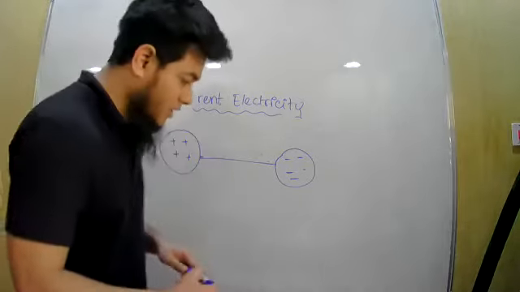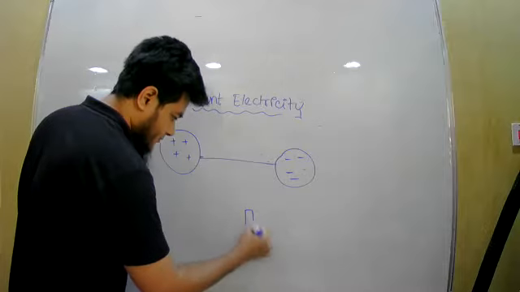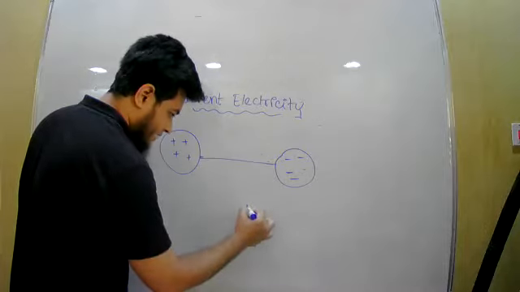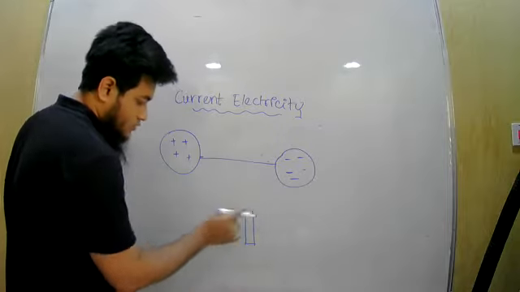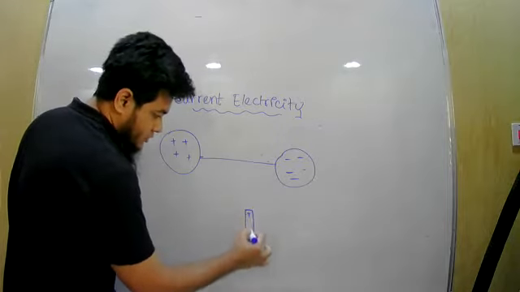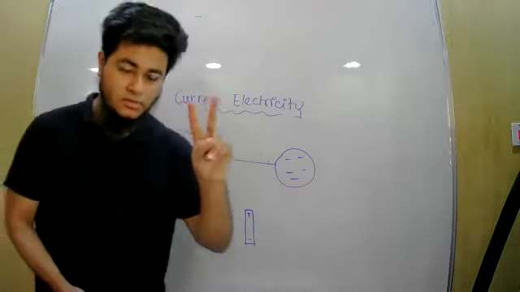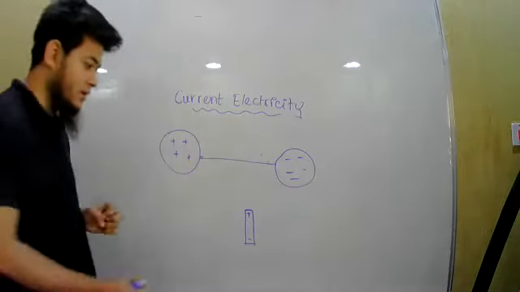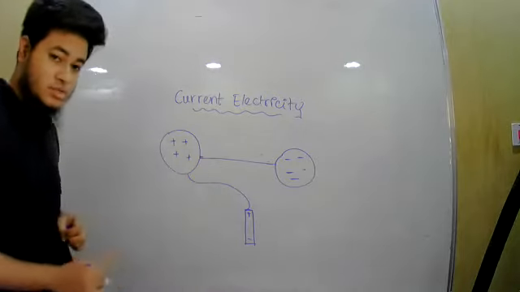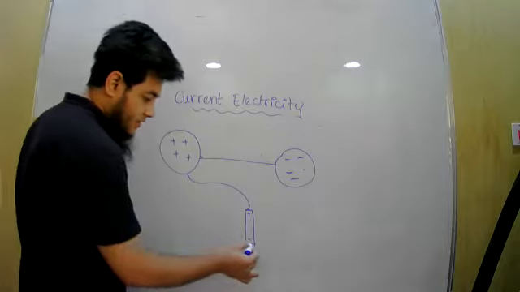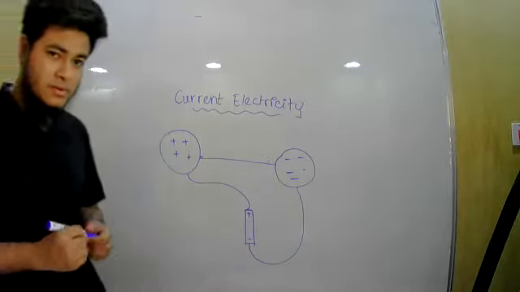Now, what does a battery do? Let us just show it in this way. This is the positive part and this is the negative part. A battery has two ends. One is the positive end, another one is the negative end. The positive end, let us say we connected to the positively charged body, and the negative end, we connected to the negatively charged body. So what will happen here?